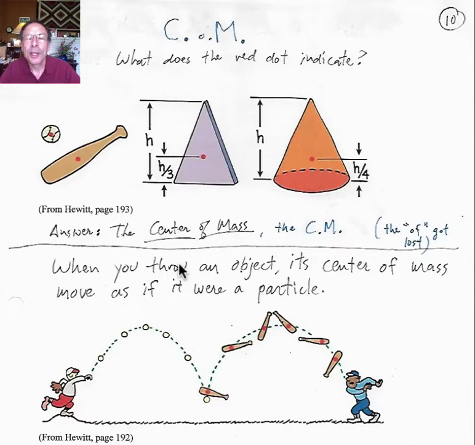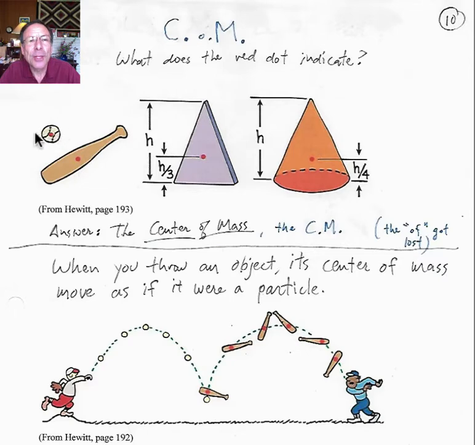Hello, students. Well, we're finishing Chapter 9. The end of Chapter 9 is about something I'm going to call COM. What does that mean? Well, this red dot is the COM. You see, the red dot indicates the location of the center of mass.